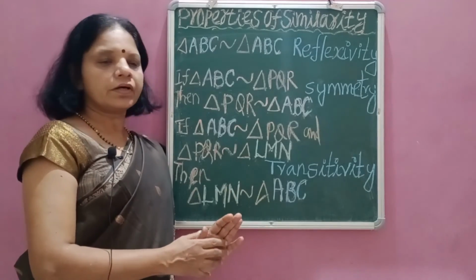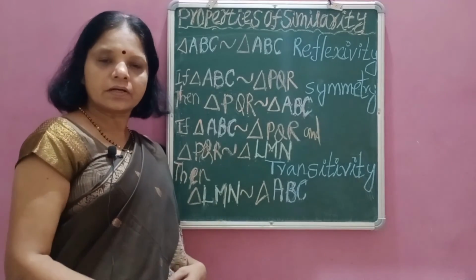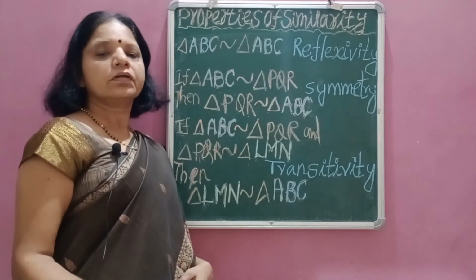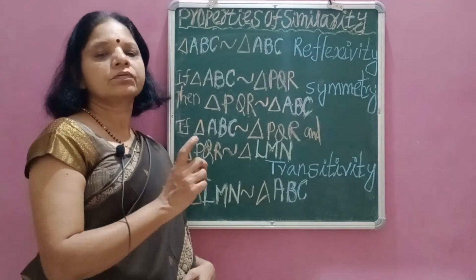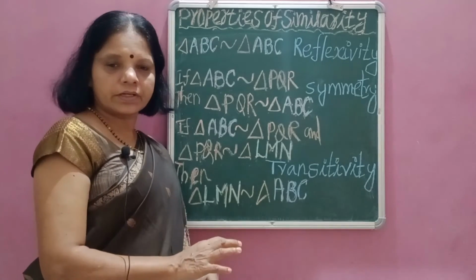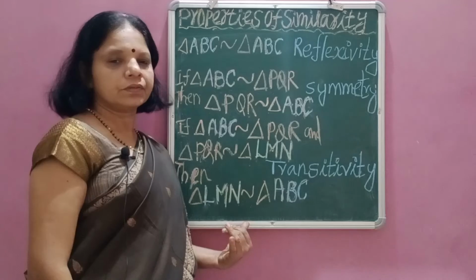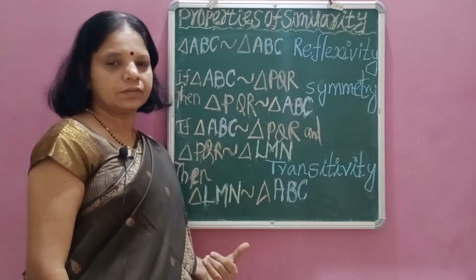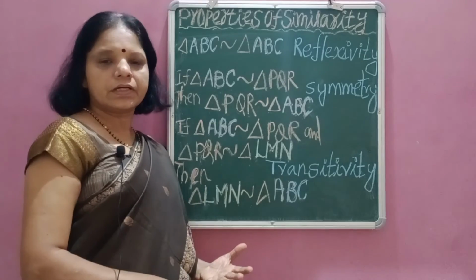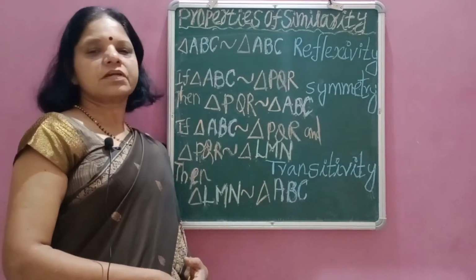And how will we define transitivity? If a figure is similar to a second figure and the second figure is similar to the third, then the third figure is similar to the first. So remember that it is not only for triangles, all other figures it is applicable, the property of similarity. What are the three properties? Reflexivity, symmetry and transitivity. That is all about today's lesson.